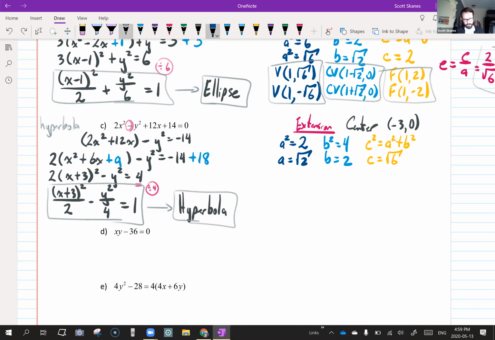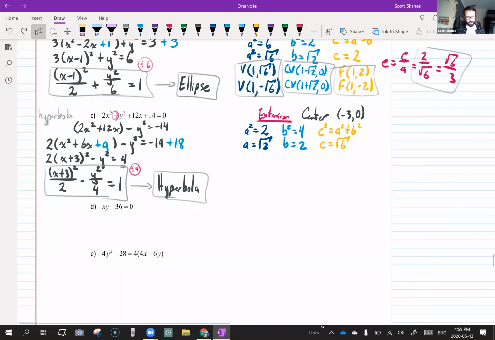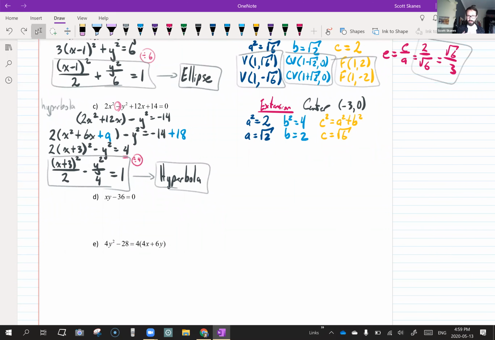I'm gonna draw a quick sketch. You don't need to, it doesn't ask to, but again, I'm much better at this if I draw the sketch. So this is an X first type. It's gonna look like this. The center is gonna be right in the middle. I'm gonna have vertices on either side. I'm gonna have foci to the sides of that.